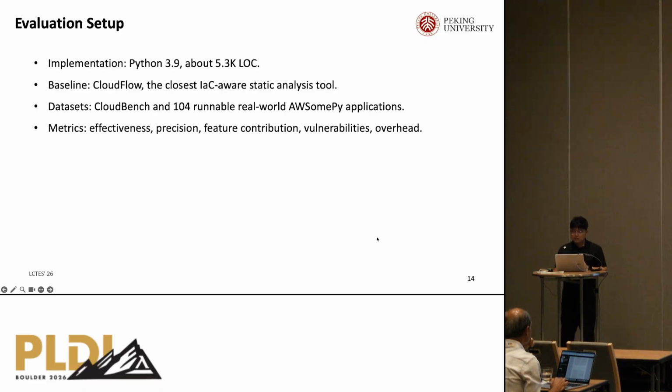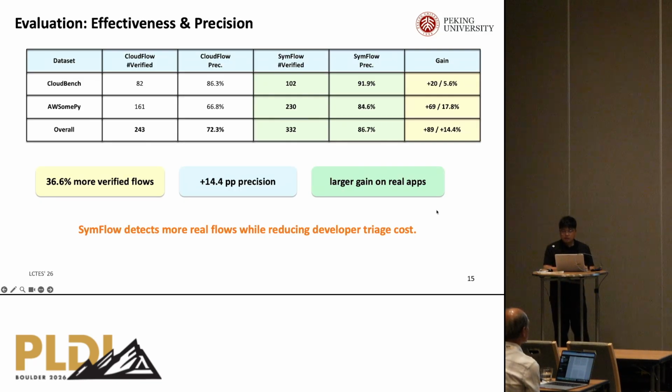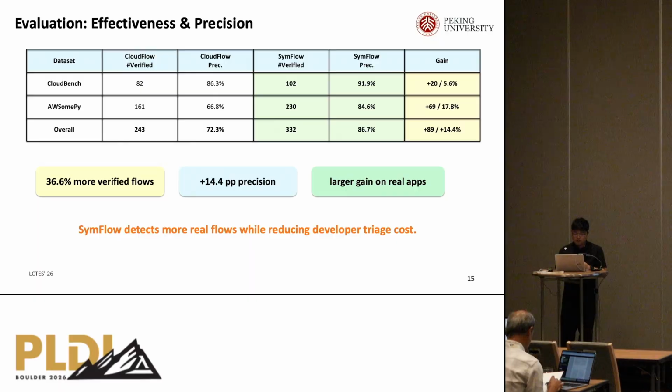For evaluation, SymFlow is compared against CloudFlow and evaluated on CloudBench plus 104 real-world Awesome Pi applications. And this table reports the main effectiveness and precision results. The highlighted overall row shows the aggregated result, 332 verified flows, compared with 243 for CloudFlow. The gain column highlights the key result. SymFlow finds 89 more verified flows overall, and we are also improving precision by 14.4 percentage points.